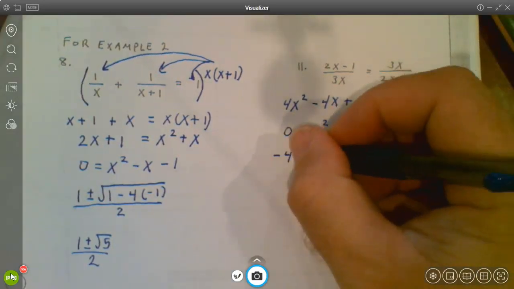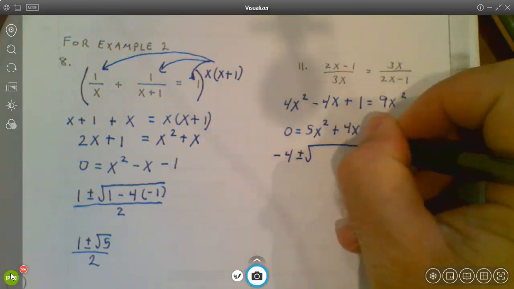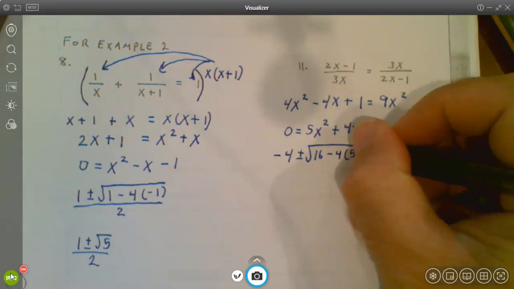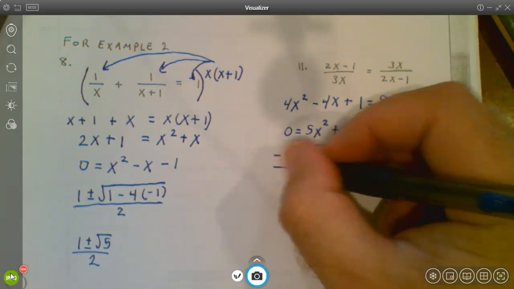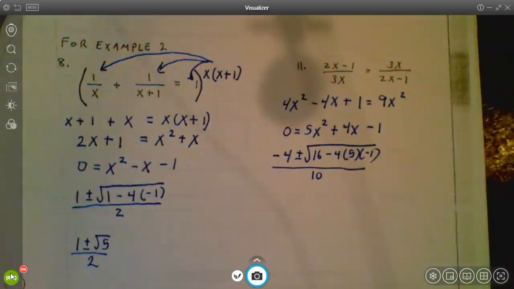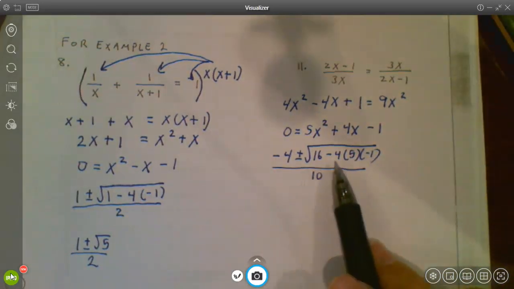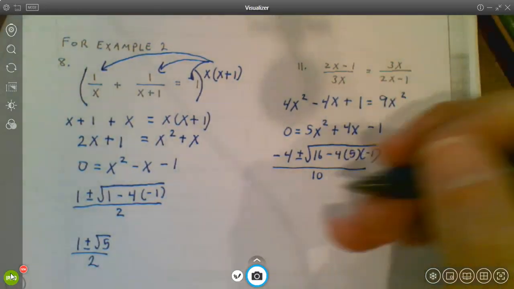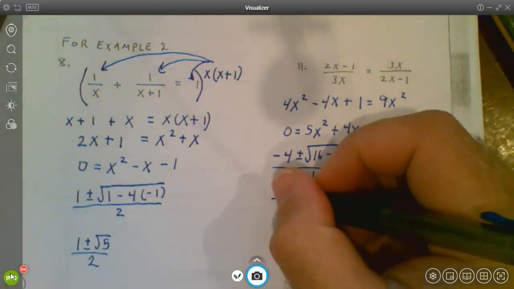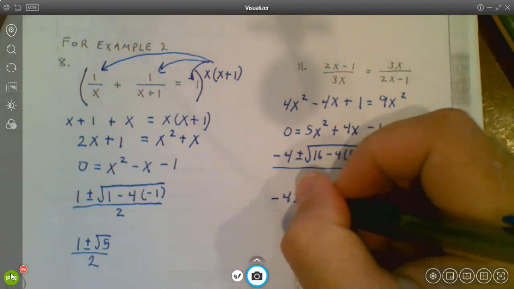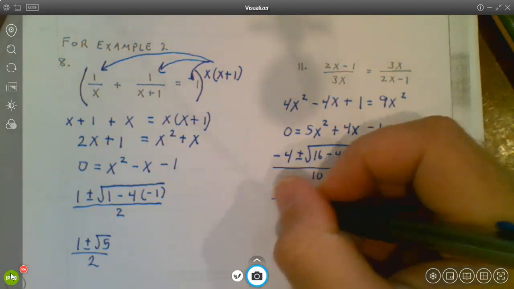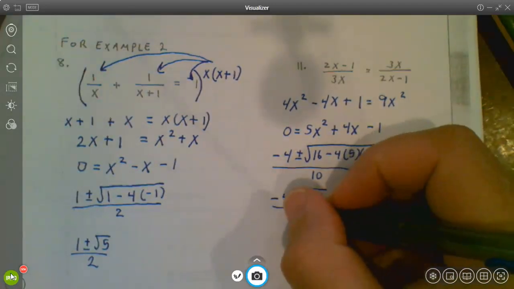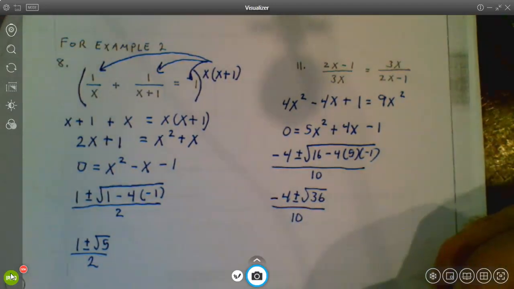Let's do a little negative b plus or minus square root of b squared minus 4 times a times c all over 2a. So under the radical, I'm looking at 16 plus 20. So that would be 36. And that's how we know it would have been factorable. If you get a perfect square under the radical, that means this would have been factorable if you had factored it. So obviously the square root of 36 is 6.